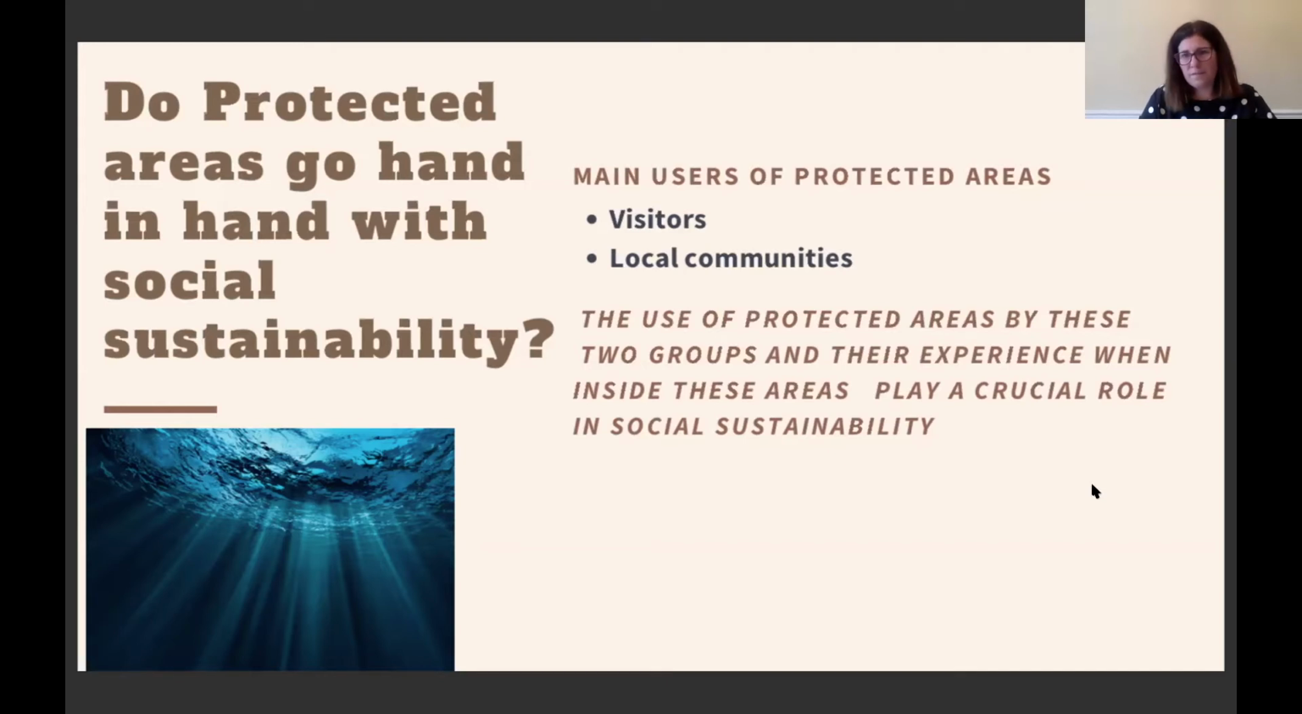And in order to understand how protected areas are linked with social sustainability, it is important to understand which are the main groups that are influenced by their designation. And there are two main groups. The one are the visitors. These are people who are just coming to the protected area to enjoy nature and do recreational activities. And then we have the local communities that live within the protected area. And this is one big group that has a lot of small groups like farmers or people who are into logging or people who are employed in the hospitality sector. How these two groups experience the protected area and how they use it determines to a significant extent the level of social sustainability.